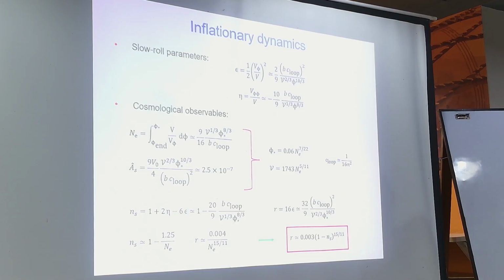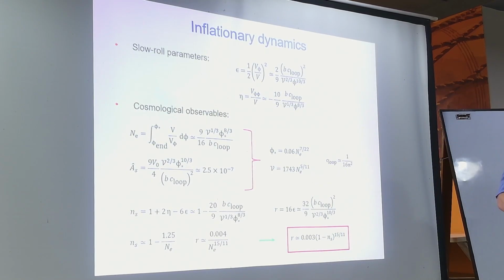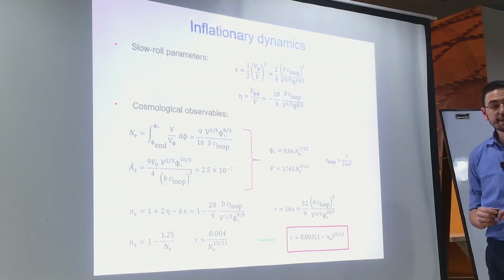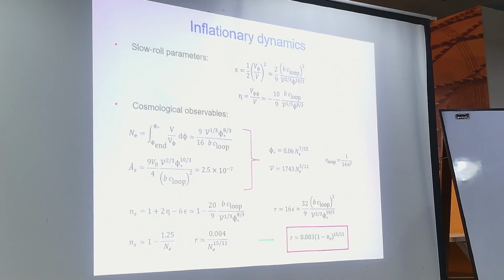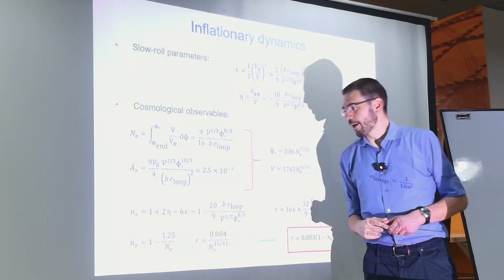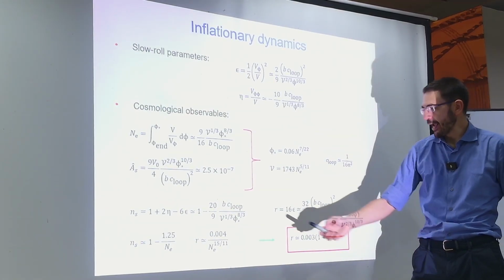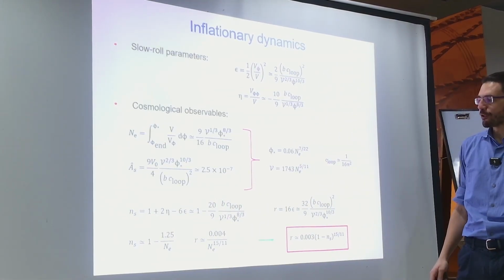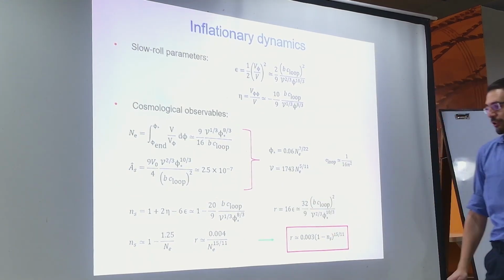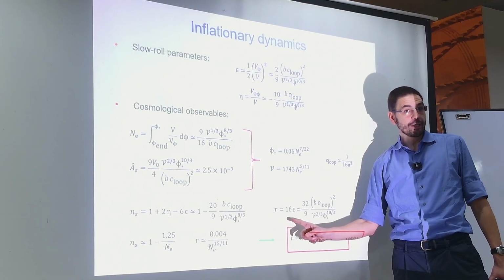And then you see that once you have a given number of refoldings, you can get two predictions. An important one is about the scalar spectral index that tells you the tilt in the power spectrum. And this is given by 1 plus 2 eta minus 6 epsilon. And again, you write it down in terms of your underlying parameters. And another important quantity, so this has been measured. This has not been measured yet.